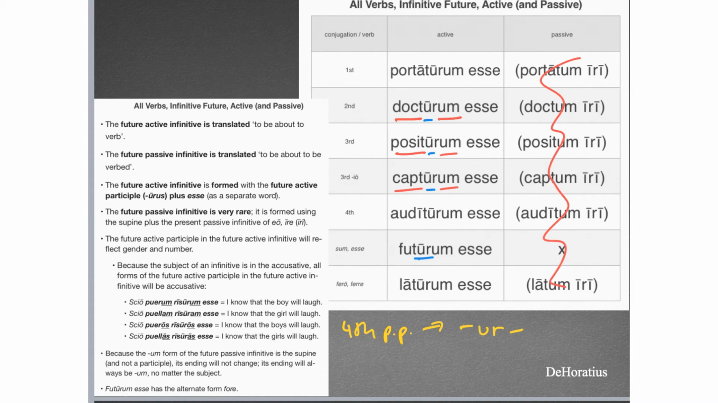Again, the future active infinitive is translated to be about to verb. Now we're getting a little cumbersome in terms of straight translations. You won't find too many future active infinitives translated like infinitives. They'll be more so used with indirect statement, which again we'll learn next week. But if you want a translation just to associate with it, to be about to verb.